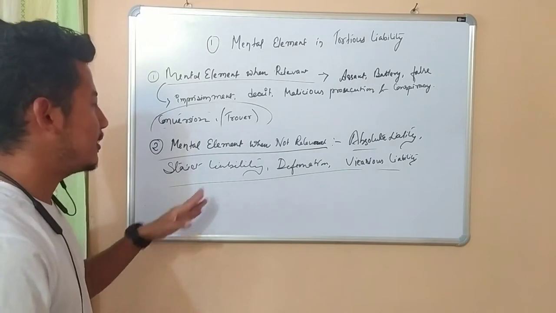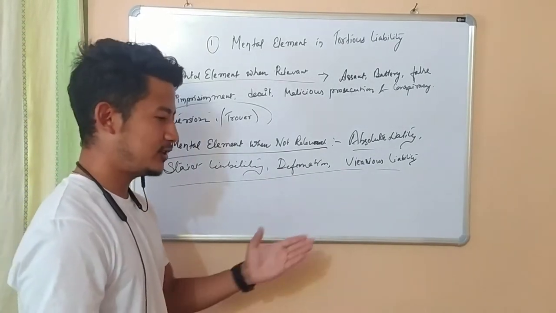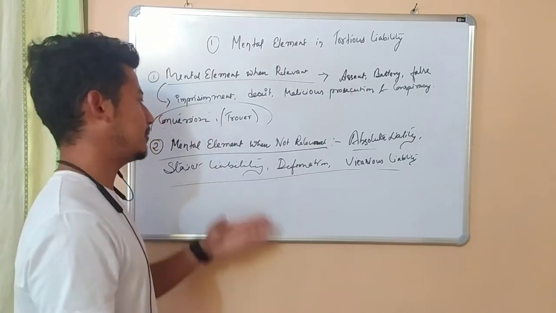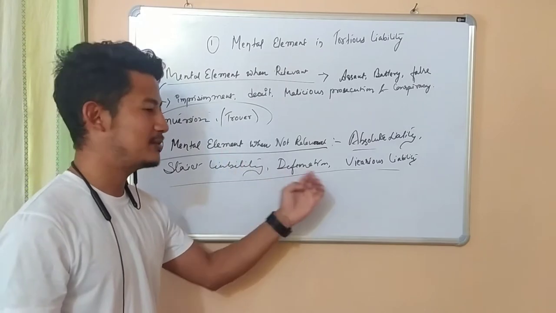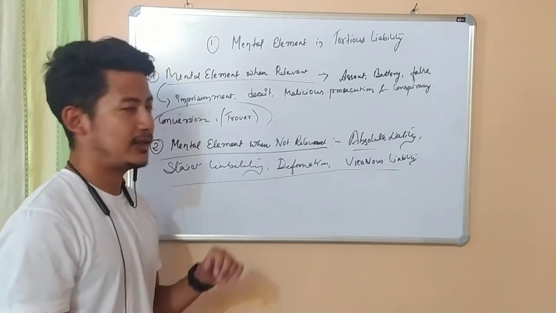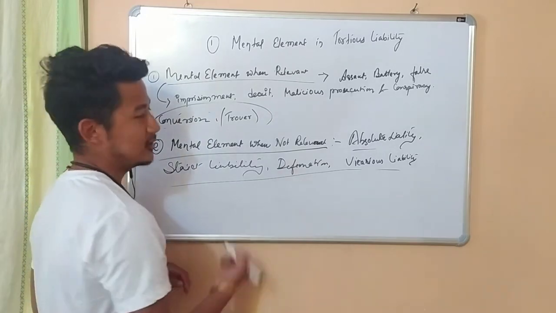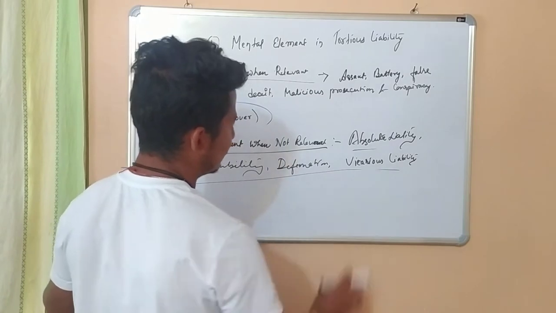Because if you have committed defamation against a particular person, whether you had the intention to defame that person or did it without intention, since you have defamed the person and that harms the reputation of the other person, the moment you did it, you will be held responsible, no matter whether you had intention or not. Similarly in the case of strict liability, absolute liability, and vicarious liability also.